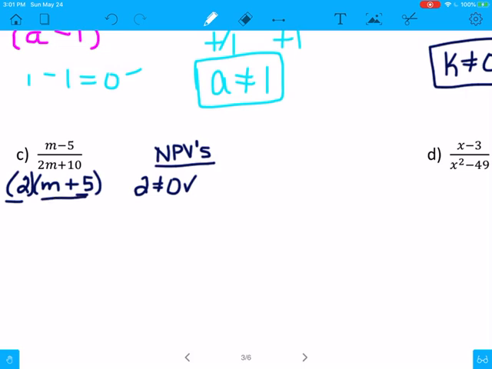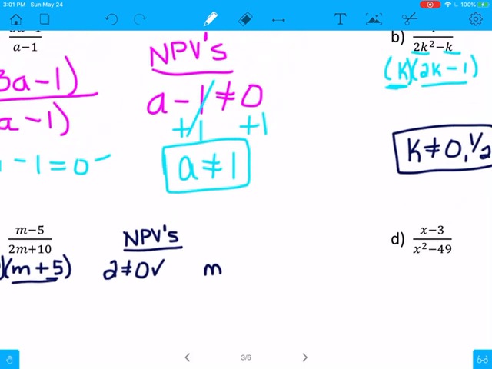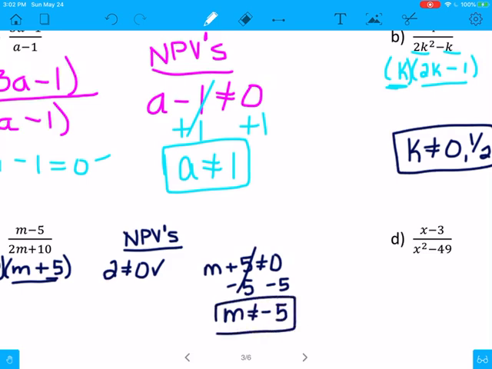And then I do m plus 5 cannot equal 0. Subtract 5 from both sides. M cannot equal negative 5. So my only non-permissible value is m cannot equal negative 5.